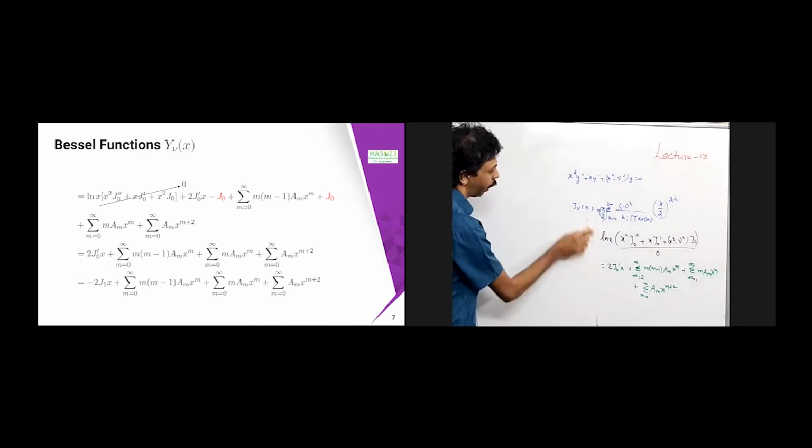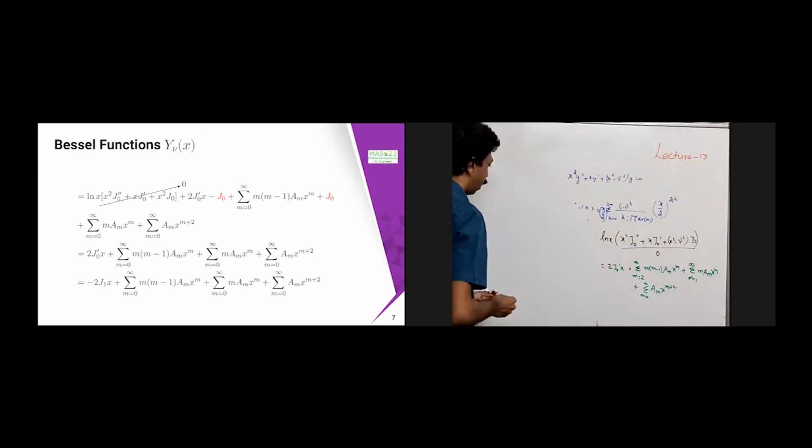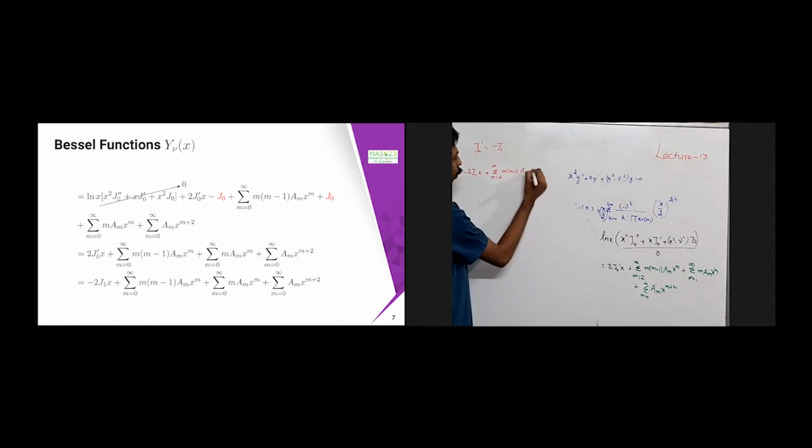Okay, so let us write here. Now we have one property that we know: j naught dash is nothing but minus j1. That property we know, so I'm going to use that. Therefore, that equation is going to become minus 2j1 into x, plus as it is summation m equal to 2 to infinity m into m minus 1 into am into x power m.